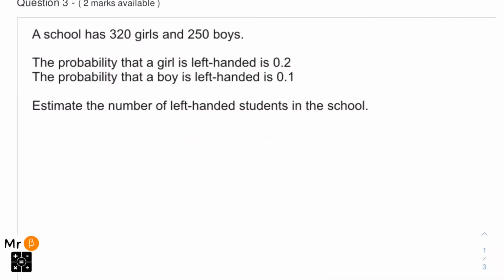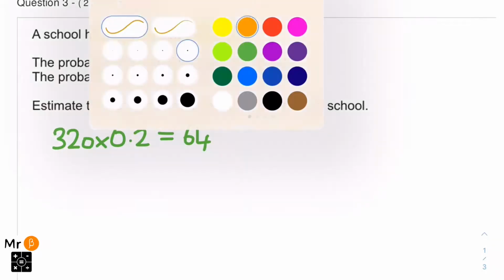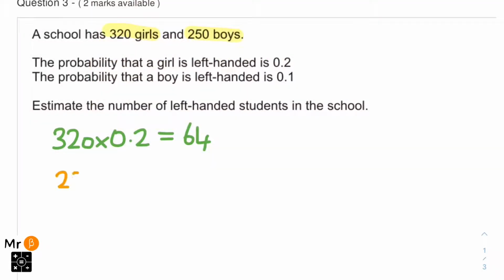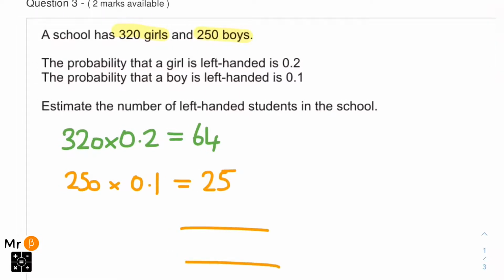Our next question, slightly more complicated, just got to make sure you don't mix up the probabilities. So here we've got 320 girls, and the left-handed is 0.2, so 320 times 0.2, which is 64. And then if we do the boys below, we've got 250 boys. The probability of them being selected being left-handed is 0.1. Multiply that together, we get 25. Therefore, the estimate for the total number of students would be 89.